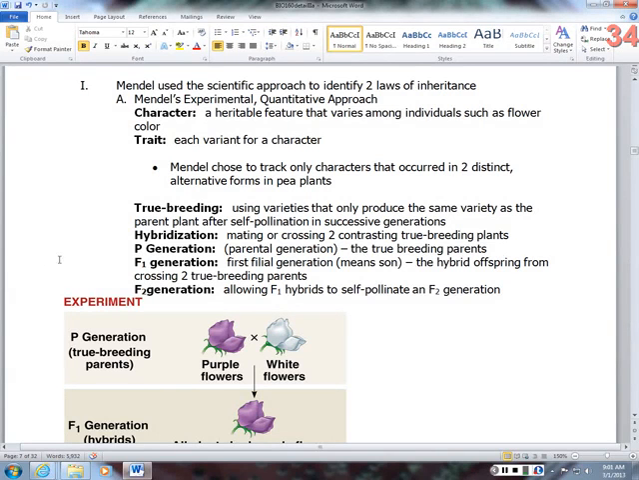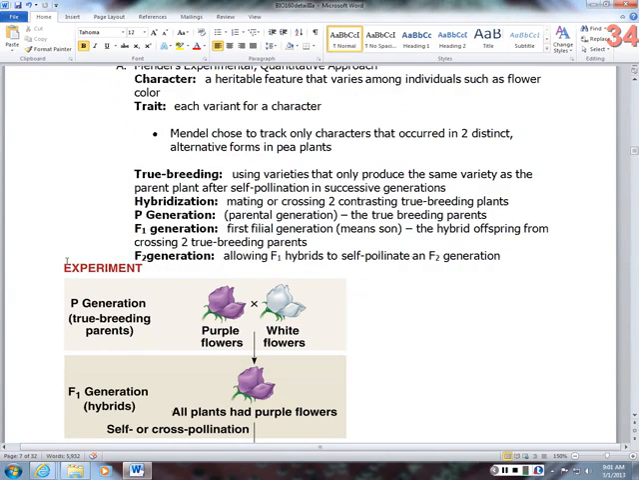So what he used were pea plants that produce flowers. And he chose some that had purple and white. There were no other variants in there. There was no pink or any other color combinations. And that was fortunate that he studied it that way, because we may have had a whole different hypothesis and not have near the understanding of genetics we do now if he hadn't chosen something that had just two distinct traits.